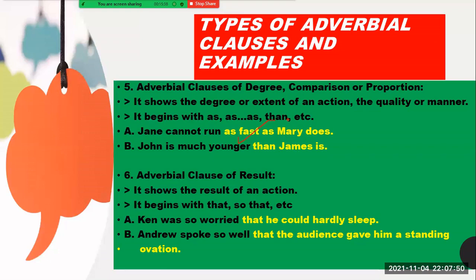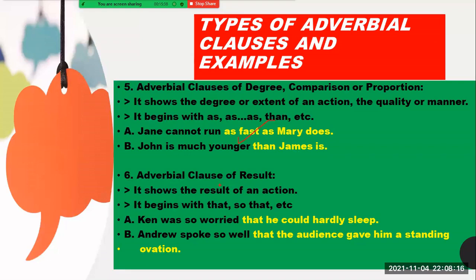So now the second example: John is much younger than James is. So it compares the age of John to that of James. At the same time, it is also showing us the extent of either their youth or their old age, all right? So that is that.